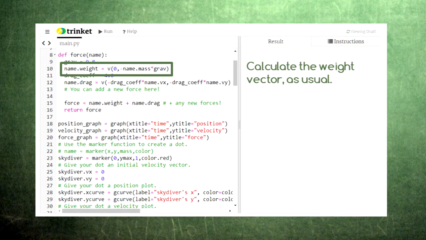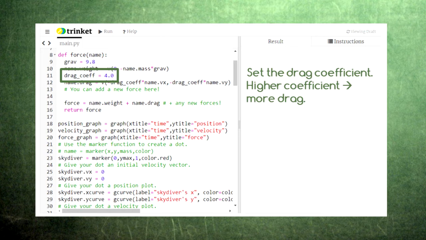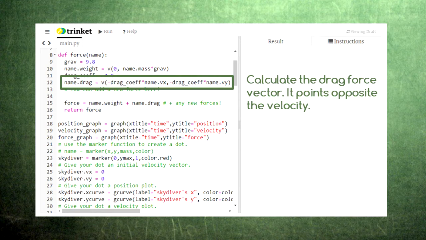First, we calculate the weight vector pulling down on the skydiver, just like we've done several times now. Next, we set the drag coefficient. Just remember that the higher this number is, the stronger the drag force will be. Then, we set up the drag force vector. Since this force points opposite of the skydiver's velocity, we simply multiply each component of the velocity vector by a negative sign and the drag coefficient. This construction ensures that the drag force always points against the velocity.